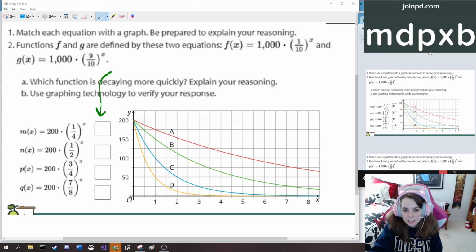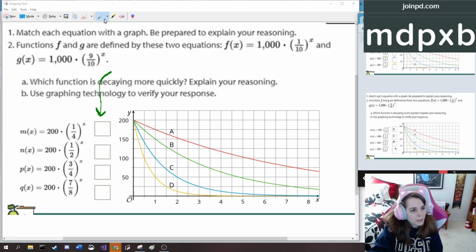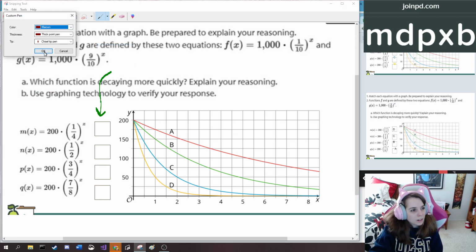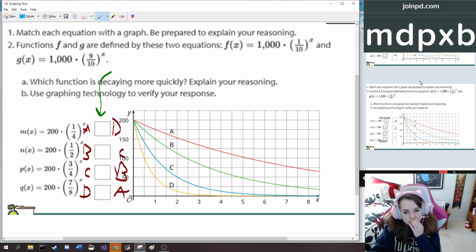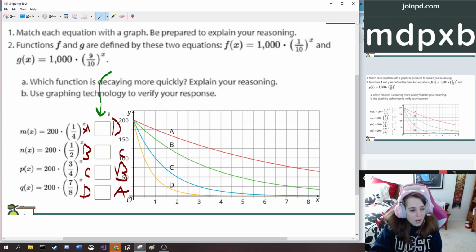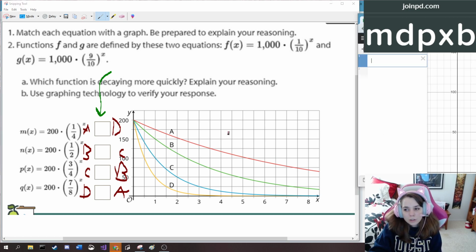All right, so I'm seeing two answers here. I'm seeing A, B, C, and D, but I'm also seeing A, B, C, and D. So which of these are correct? The function that's decaying the most quickly, we know, is function D here. So this one is decaying at the fastest rate.